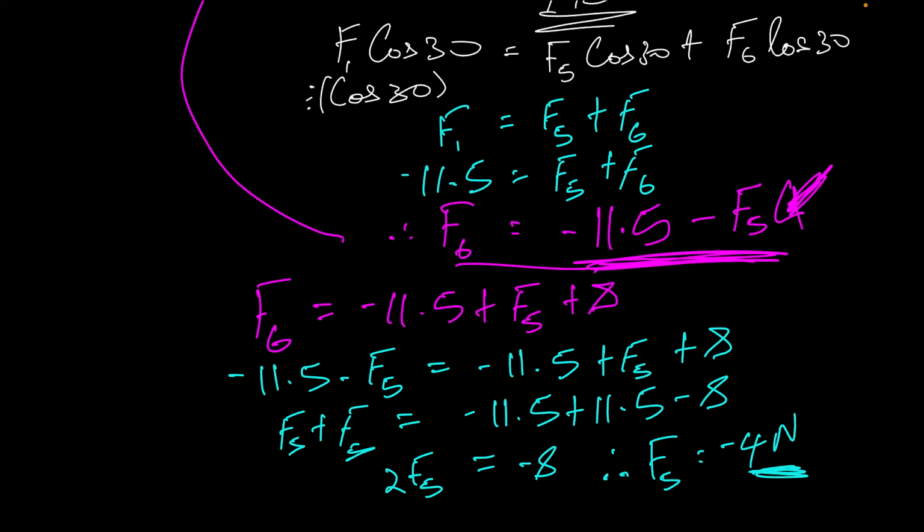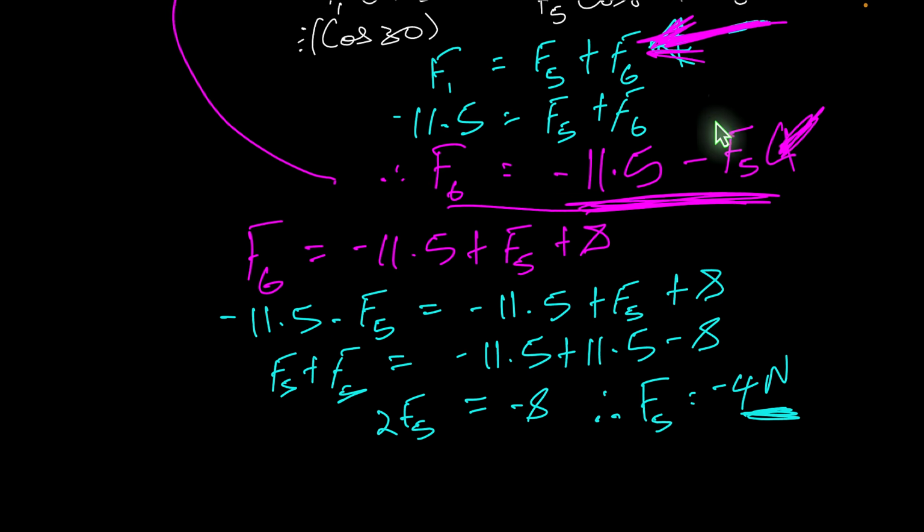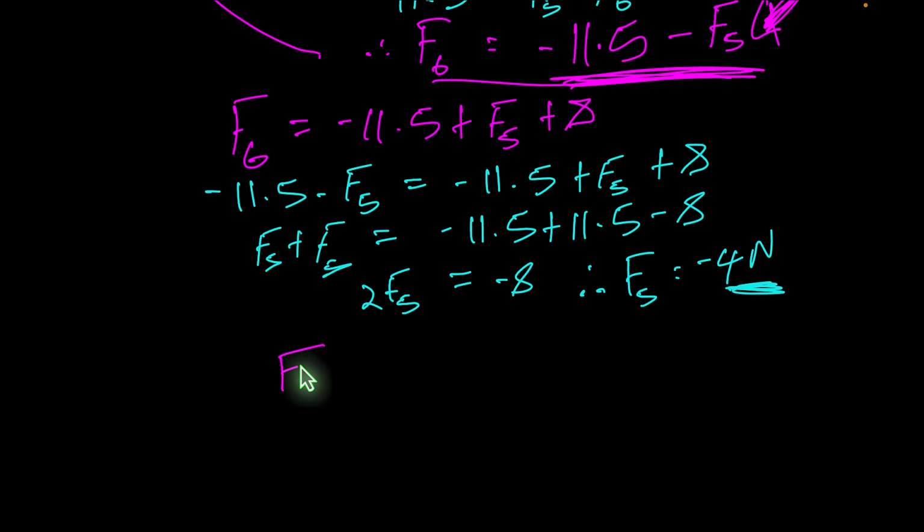And for F6, we're going to just use the simpler equation, which is this one right there that I've just pointed the arrow to. Let me change the arrow color. So that one right there, that's what we're going to use to work out what F6 is. So let's just rewrite the equation then. F1 equals F5 plus F6.